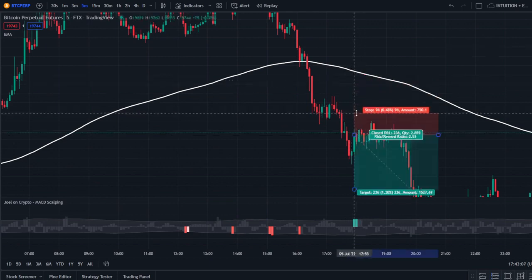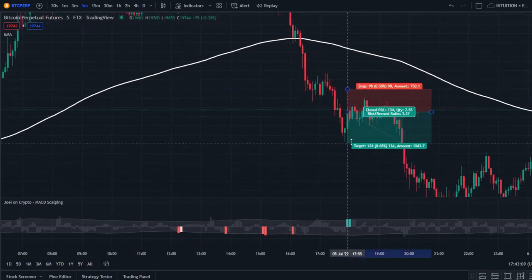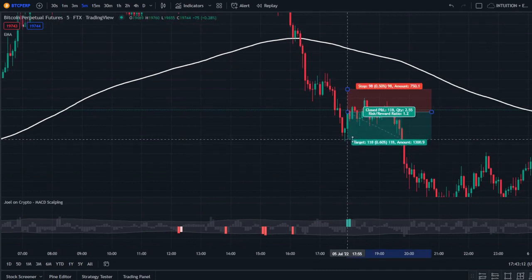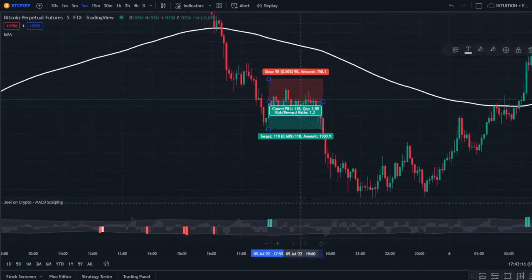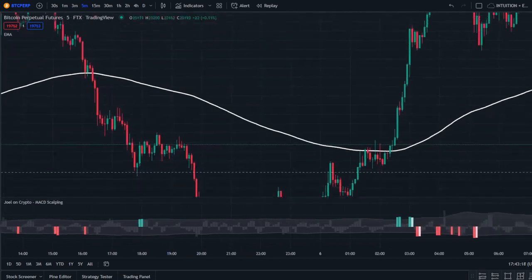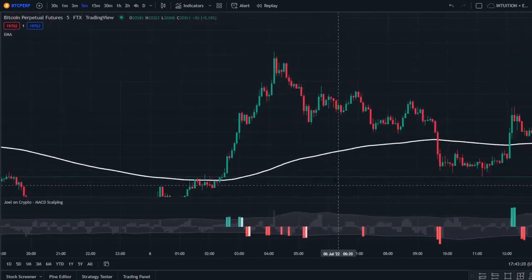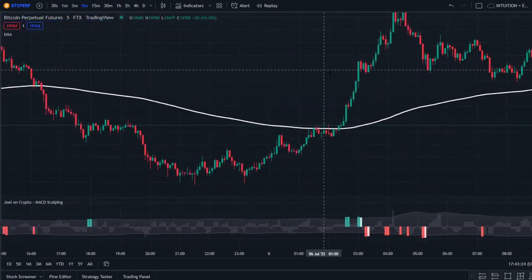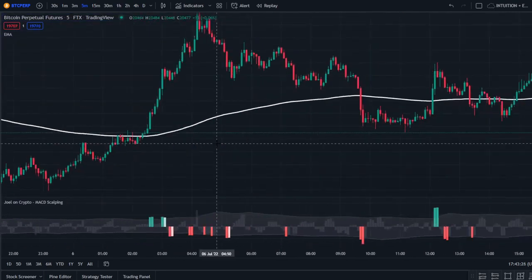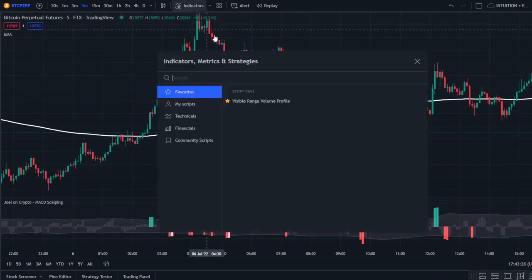A 0.5% stop loss and a 0.6% take profit, and that will be a win. So basically that is your first indicator that you'll be using for taking your trades. You just want to look at the MACD upticks, and when price is above, look at red upticks, price is below, look at green upticks.